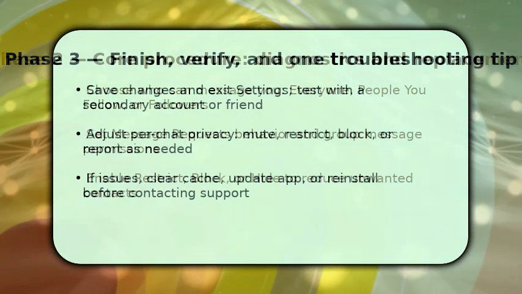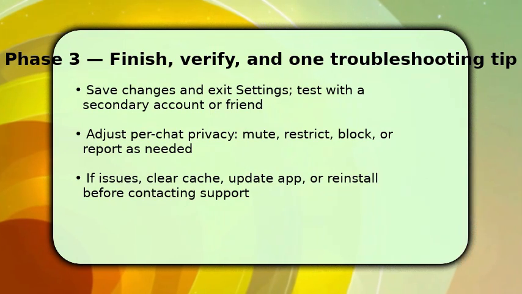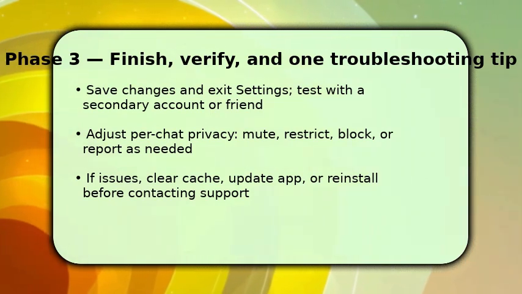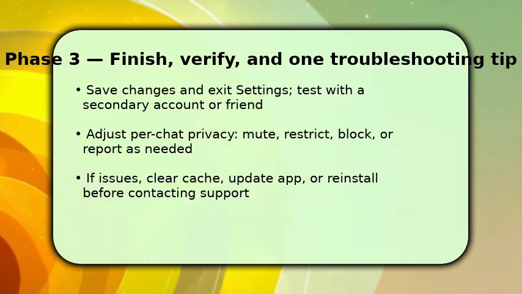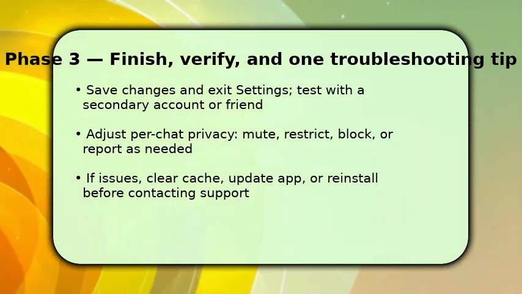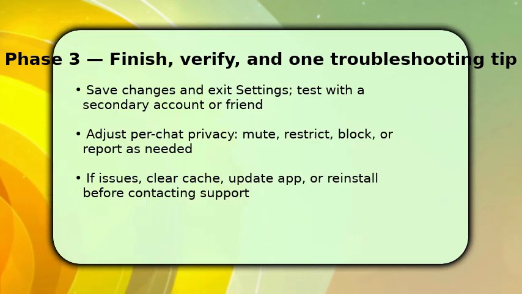Finish by saving choices and testing them. Ask a friend or use a secondary account to send a message and confirm it appears as a request or is blocked. Then, apply per-chat actions like mute, restrict, or block to specific users for fine control.